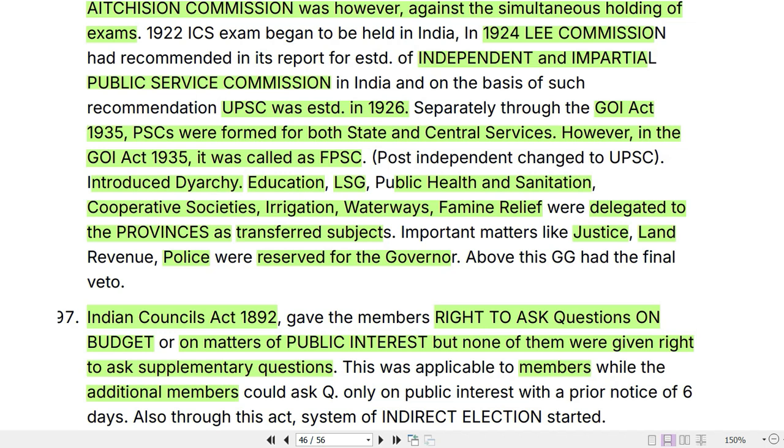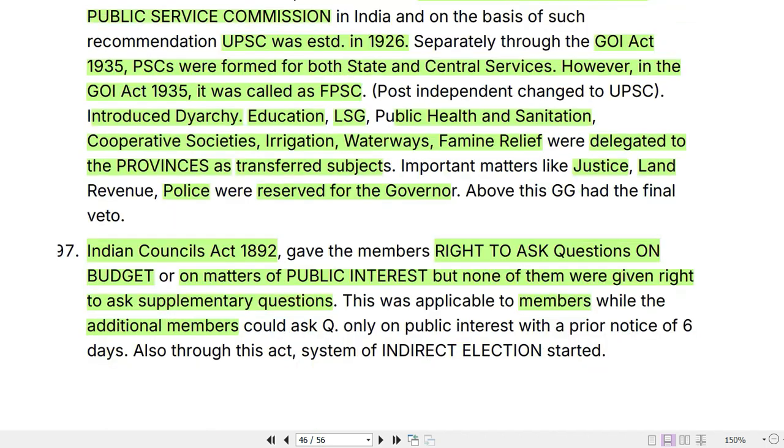तो ये जो मैंने बताया कि इंडियन काउंसिल एक्ट 1892 के तहत राइट टू आस्क क्वेश्चंस ऑन बजट ऑन मैटर्स ऑफ पब्लिक इंटरेस्ट ये दे दिया गया था, बट सिर्फ मेंबर्स को दिया गया था, लेकिन एक कंडीशन के साथ कि none of them were given the right to ask supplementary questions. मतलब सप्लीमेंट्री क्वेश्चंस नहीं पूछ सकते थे. राइट मतलब क्वेश्चंस पूछ सकते थे बजट पे या फिर किसी और पब्लिक इंटरेस्ट मैटर पे, लेकिन सप्लीमेंट्री क्वेश्चंस नहीं पूछ सकते थे 1892 में. और जो एडिशनल मेंबर्स थे वो तो क्वेश्चंस भी सिर्फ पब्लिक इंटरेस्ट पे पूछ सकते थे, और वो भी 6 दिन के प्रायर नोटिस देने के बाद.